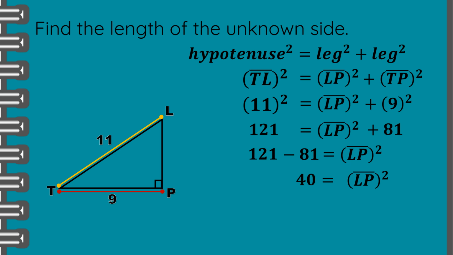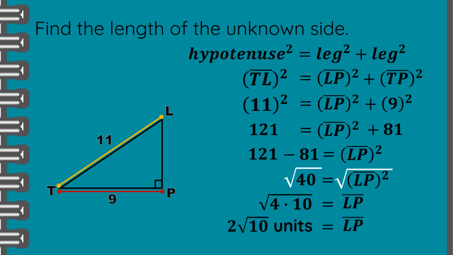Extracting the square roots of both sides of the equation now, we have the square root of the square of segment LP is equal to segment LP. And since 40 is not a perfect square number, all we need to do is to think of the highest perfect square factor of 40, and that is 4. 40 divided by 4 is 10. Therefore, we have the square root of 4 times 10. Square root of 4 is 2, and the square root of 10 is still square root of 10. That leads us to the length of segment LP, which is 2 square root of 10 units.